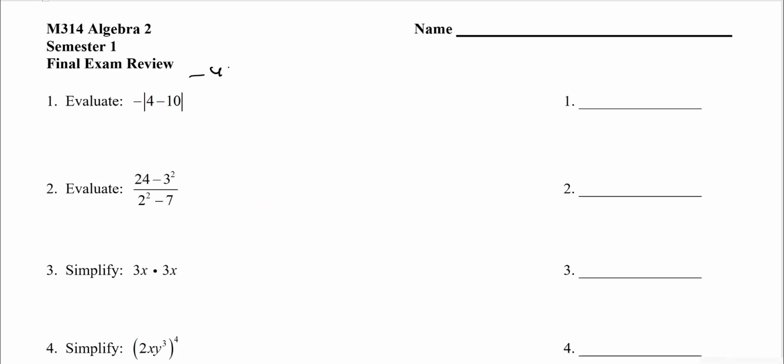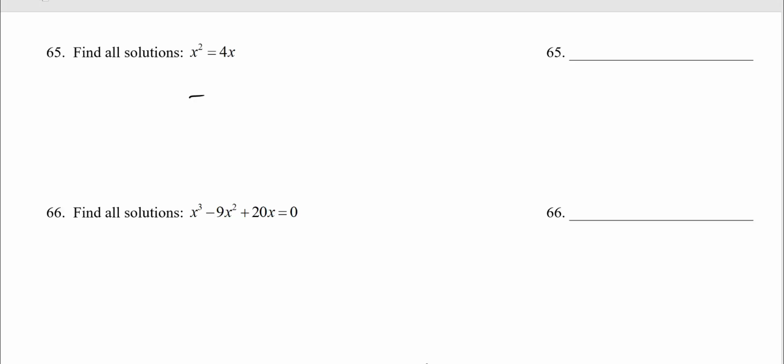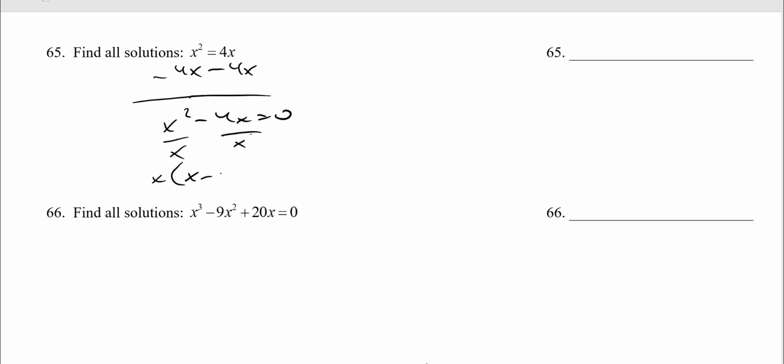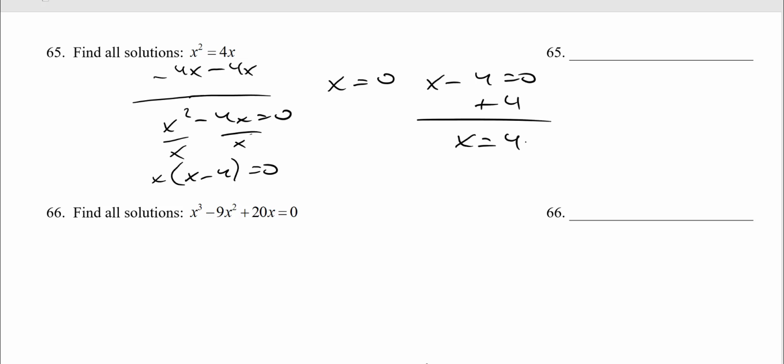Okay, anyway, let's do this one again here. So I'm going to subtract 4x. Okay, maybe this will work now. So if I subtract 4x from both sides, I get x squared minus 4x equals 0. And then divide out, or factor out an x. So you get x times x minus 4 equals 0. So I get x equals 0, and x minus 4 equals 0. So this one's easy. Add 4 to both sides, x is 4. So I get 4 and 0.